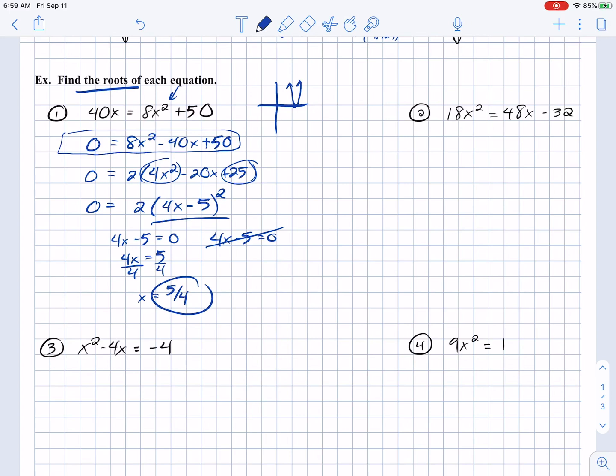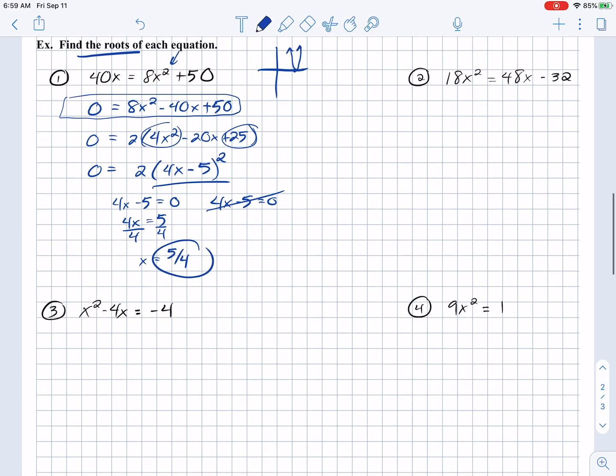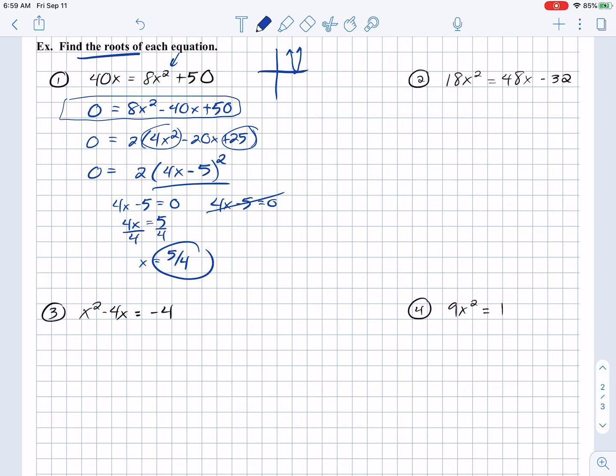Okay. Let's try 3 together. Actually, let's try 4, and you guys can finish up with 2 and 3. Set this equation equal to 0, so I would move that 1 over, and you have a difference of 2 squares. 3x minus 1 times 3x plus 1. So we get 2 solutions here after you set them both equal to 0.